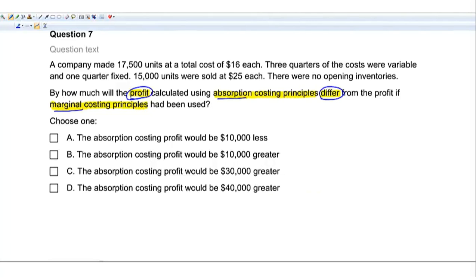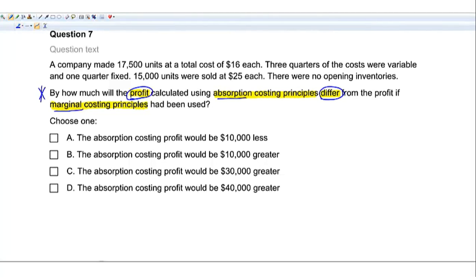Okay, let's look at question 7. Question 7 again focuses on the difference between absorption costing principles and marginal costing principles. So just to remind you, marginal costing will value inventory at variable cost only, whereas your absorption costing will value inventory at the full production cost. So let's look at the requirement to question 7.